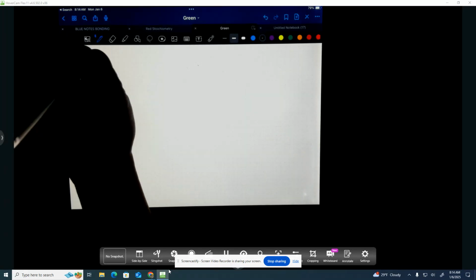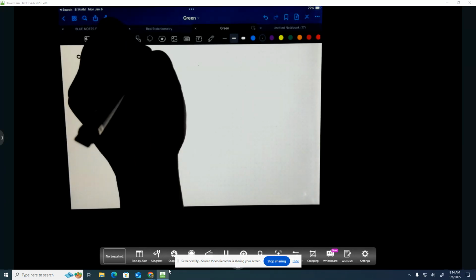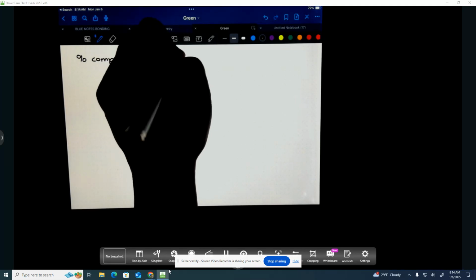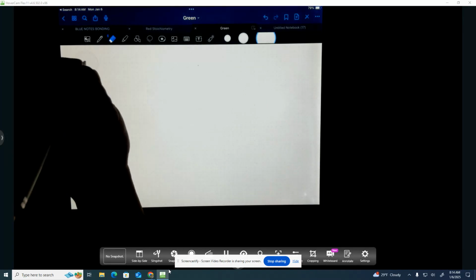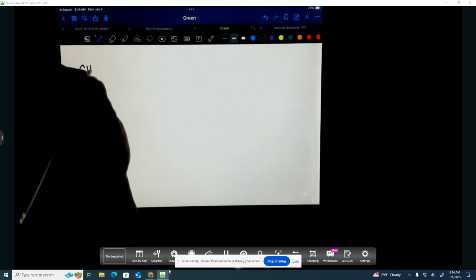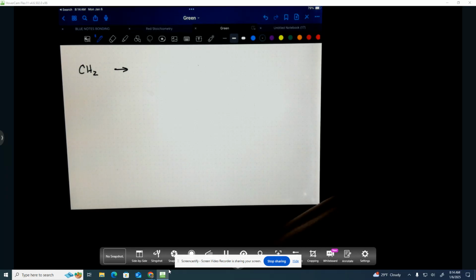Okay, now we're going to talk about something called percent composition by mass. Oh, actually, before I do that, let's do this. Okay, I'll take the CH2 again. Okay, what's the gram formula mass of CH2?